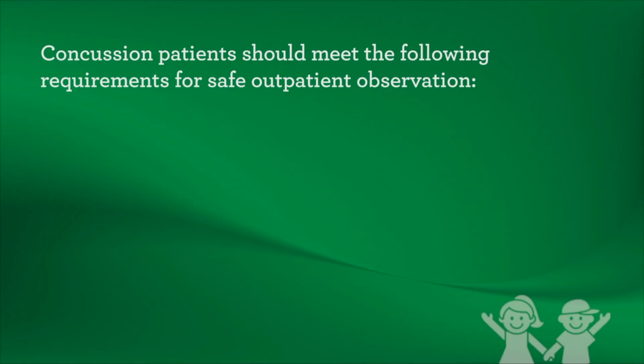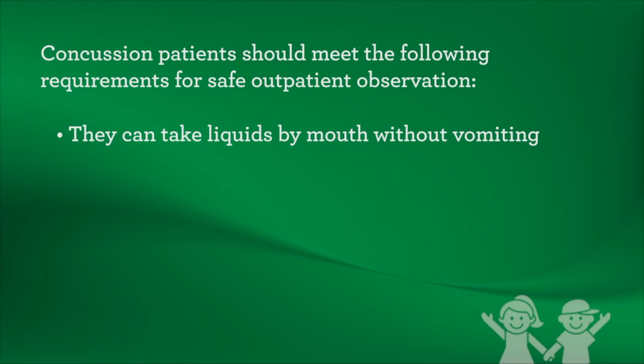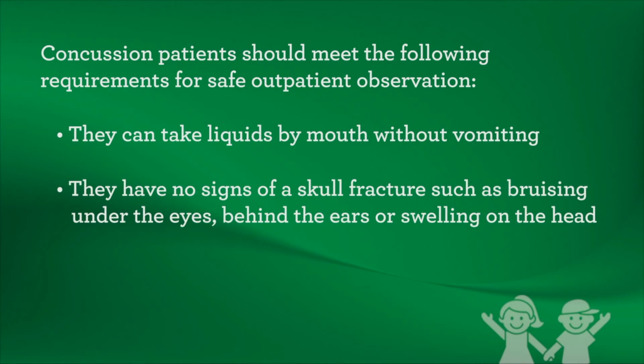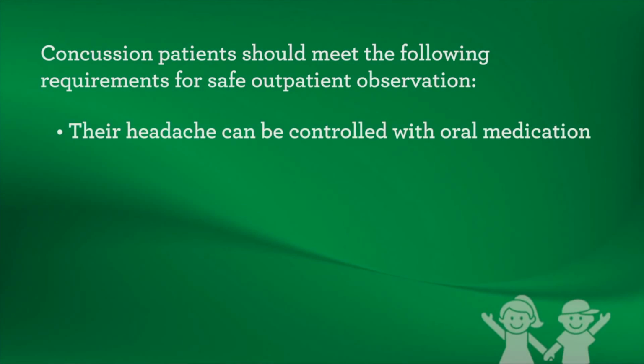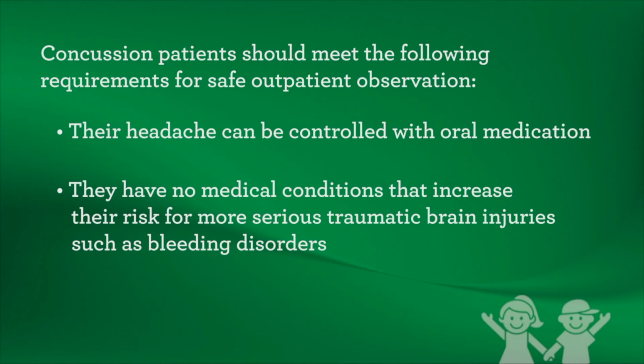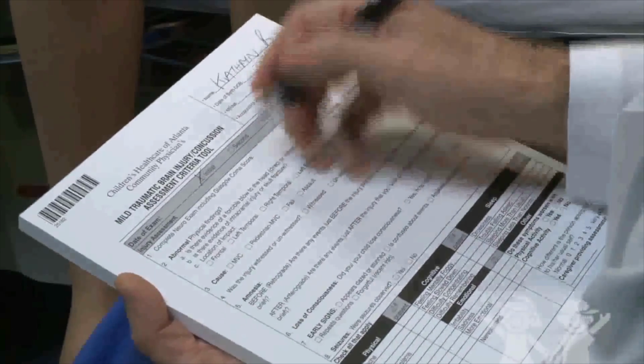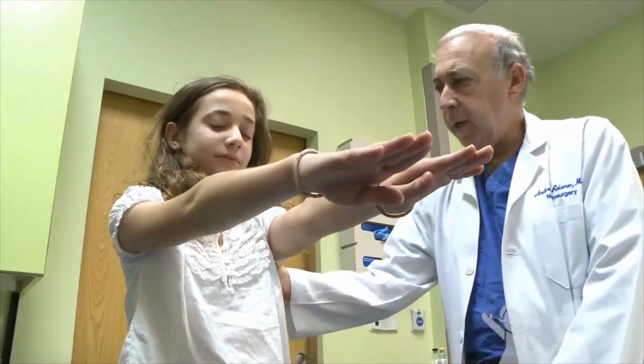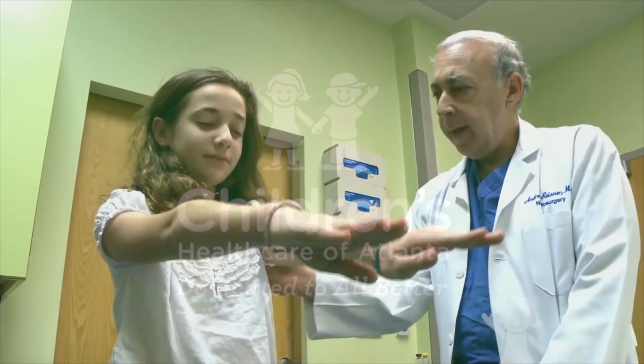Concussion patients should meet the following requirements for safe outpatient observation. They can take liquids by mouth without vomiting. They have no signs of a skull fracture, such as bruising under the eyes, behind the ears, or swelling on the head. There is no suspicion for abuse. Their headache can be controlled with oral medication. They have no medical conditions that increase their risk for more serious traumatic brain injuries, such as bleeding disorders. Once we have all that information, a diagnosis of concussion is made, and we then make a plan.